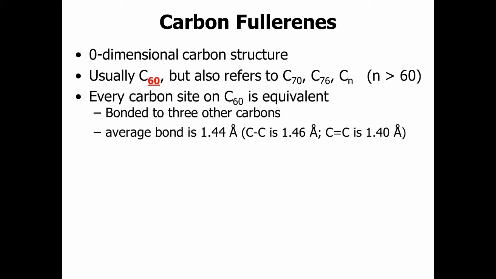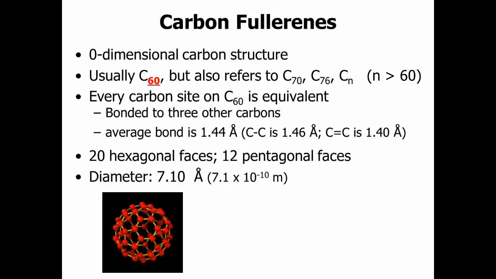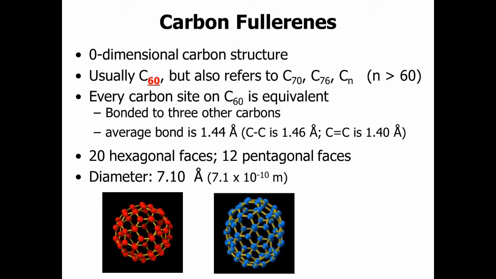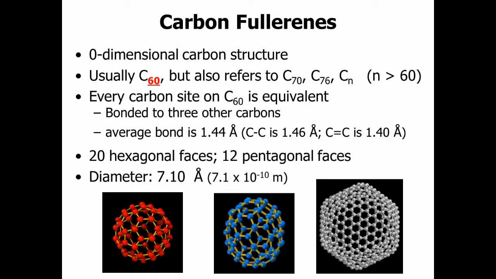So first let's talk about these carbon fullerenes, or buckyballs. Again, they're zero-dimensional because they're less than 100 nanometers in all three dimensions. Usually they have 60 carbons. There's some pictures down here below, but some of them can have 70 or 76. They can have different numbers of carbon atoms and still be stable, but they have to be 60 or larger.